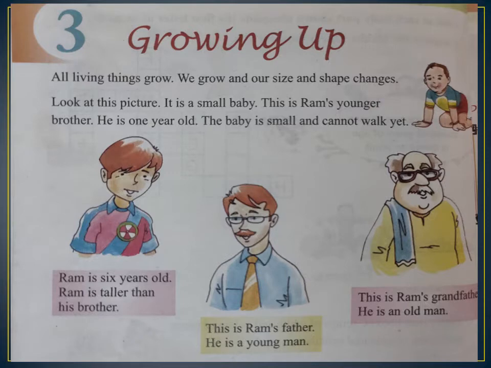This is the page of your textbook, and let us start lesson number 3, Growing Up. Let us see what is given. All living things grow. We grow, and our size and shape changes. Children, as we saw, plants grow from a seed. Even human beings and other animals also grow up from a small size to a big size.